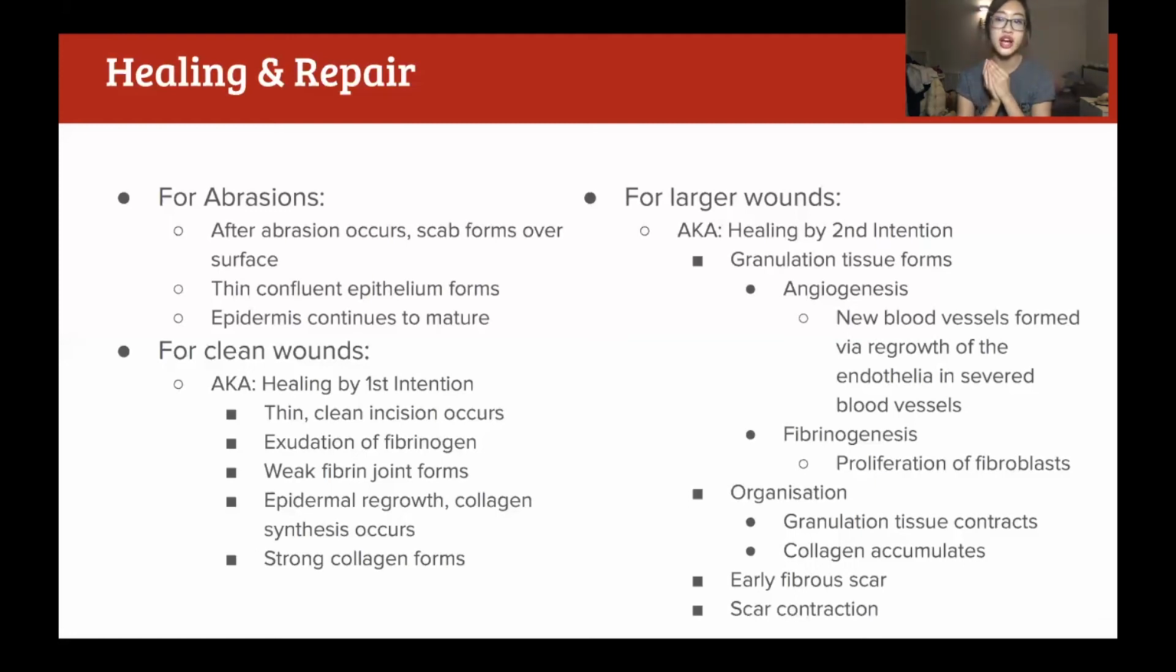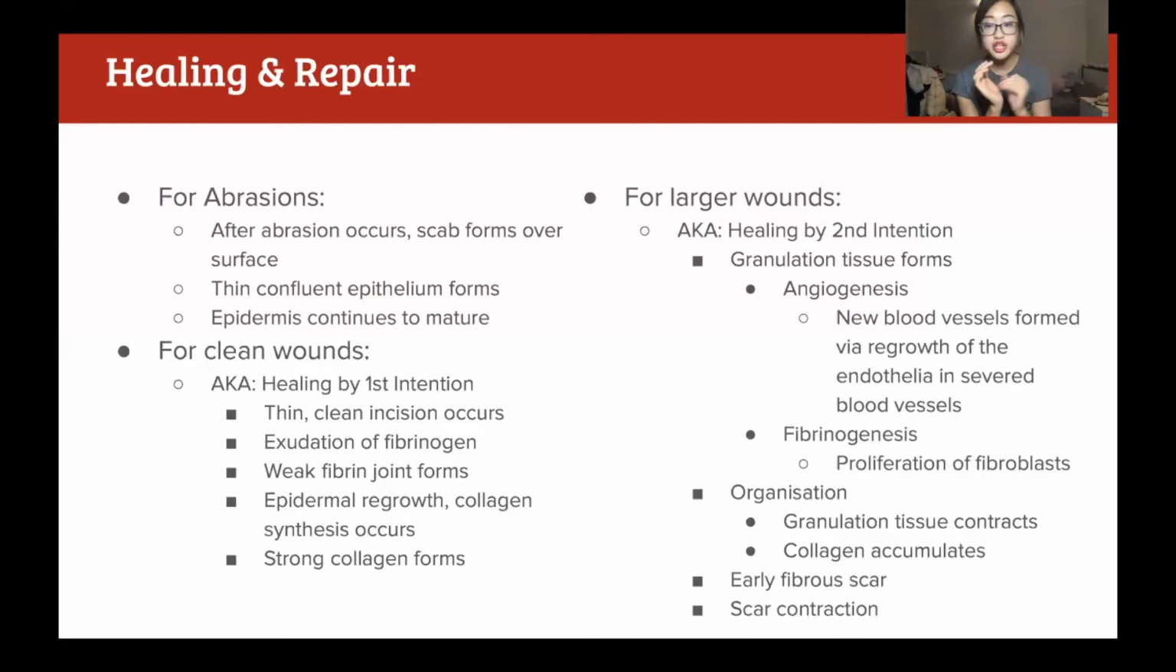So because of that, you can imagine that rather than just creating a bridge between the two edges and then whoop, it's healed, we would have to have something that kind of fills in the space in between first, pulls the wound edges together, and then that's when it can go back to normal, or in this case form a scar.